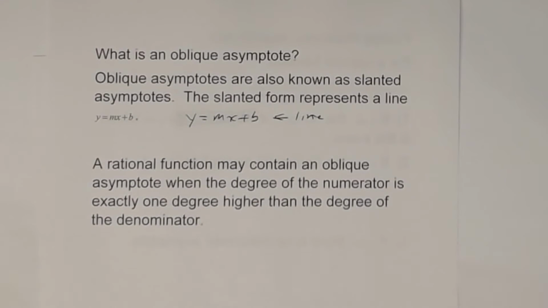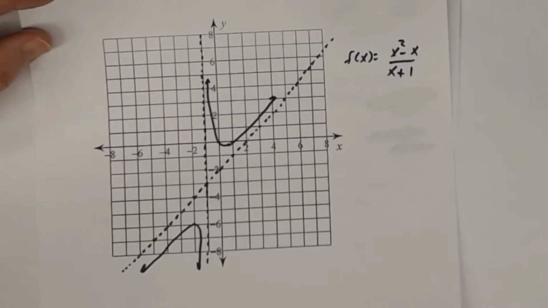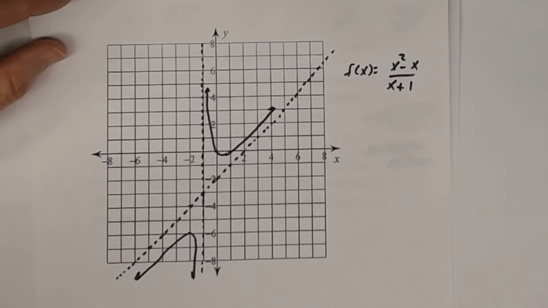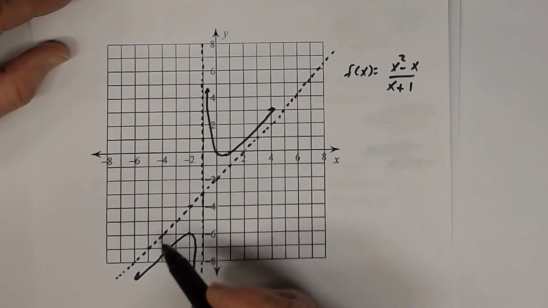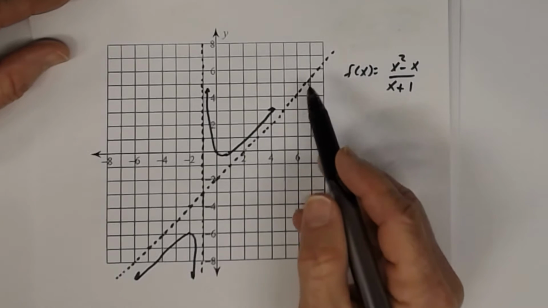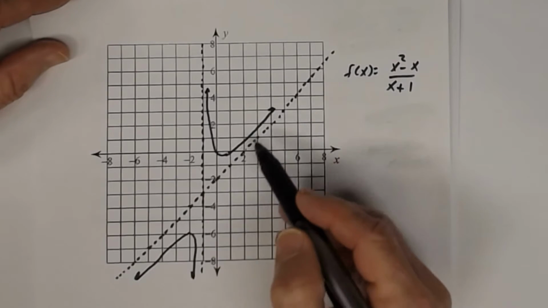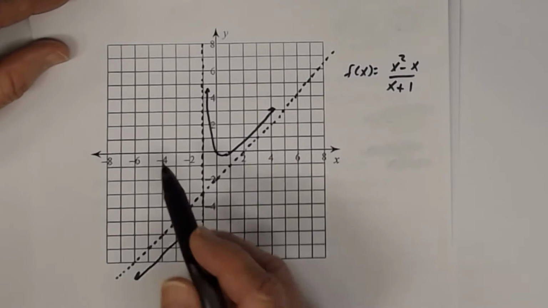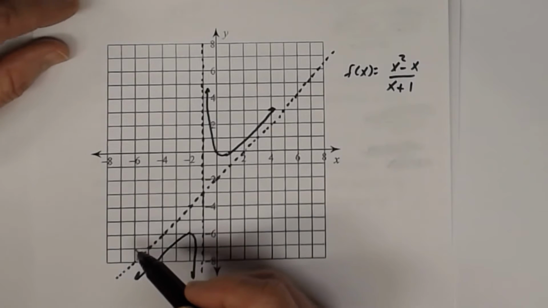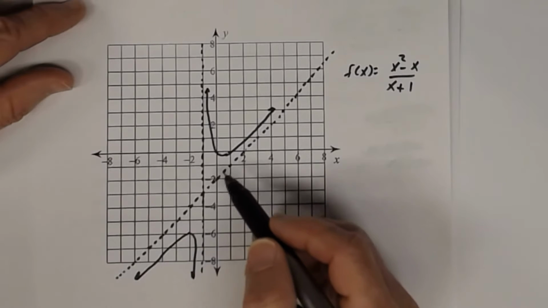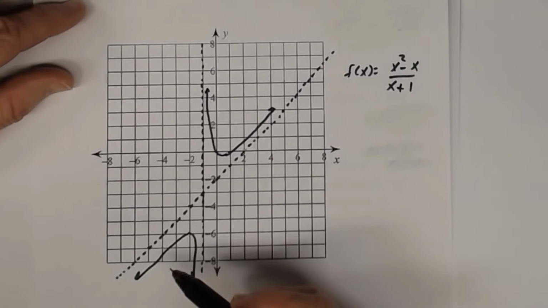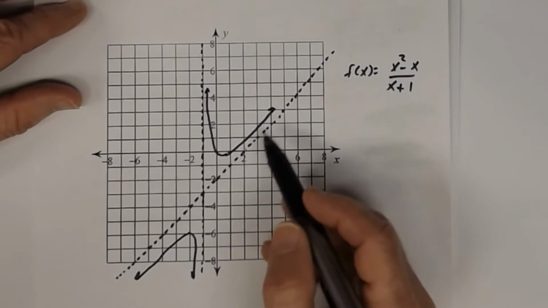So you may say, what does that look like in terms of the graph? Well, here's a graph of a rational function, and you see you have this slanted line, right? So this is the oblique asymptote. See the one that's at an angle? All right, so it's not horizontal. So if you have an oblique asymptote, then you cannot have a horizontal asymptote. All right, so this is what an oblique asymptote looks like.